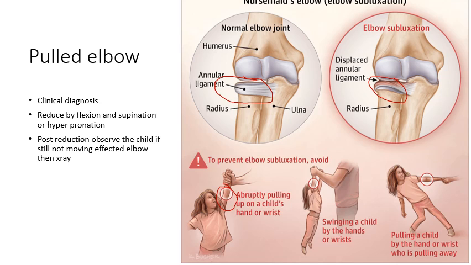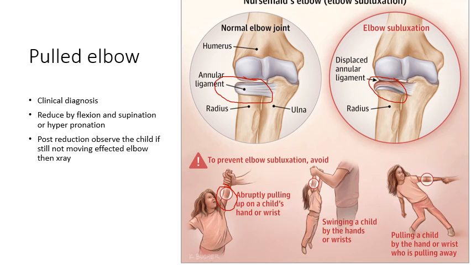Reduction is done by two methods. Again, you have to write any one if asked in the exam. One method is to flex the elbow at 90 degrees while providing supination. Flexion and supination is one method, or flex the elbow and hyperpronate. These are the two methods by which you can reduce the pulled elbow.